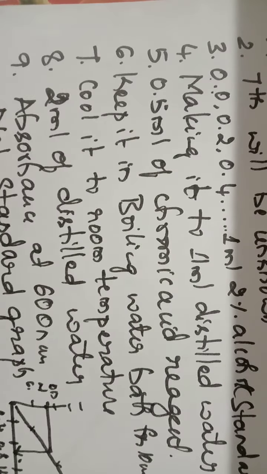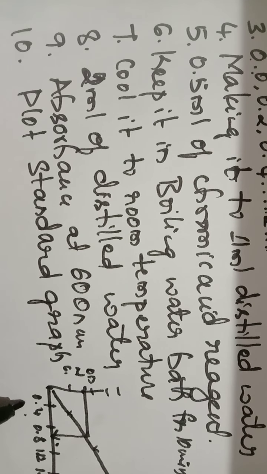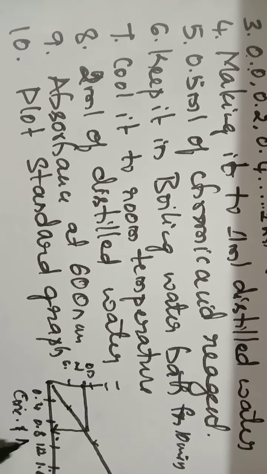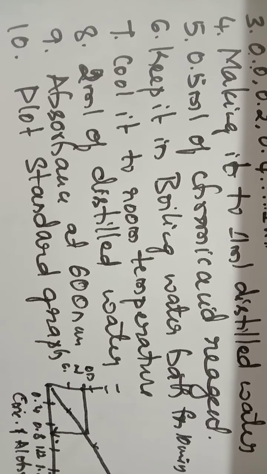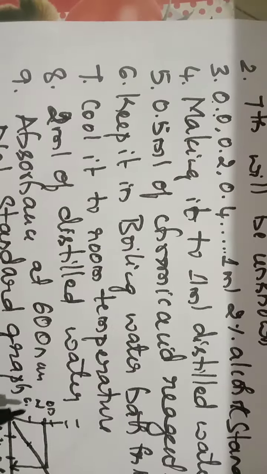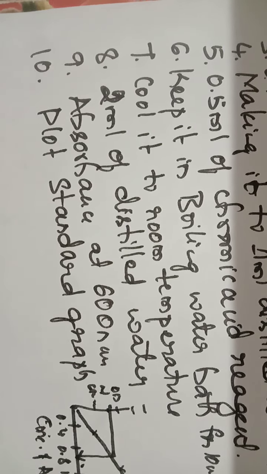We need to plot the standard graph by taking the concentration of alcohol in percentage on the x-axis and the OD reading at 600 nanometer on the y-axis, and then we need to tell the result.